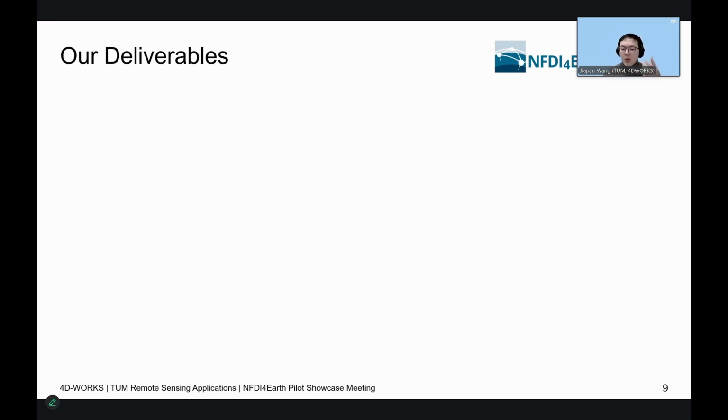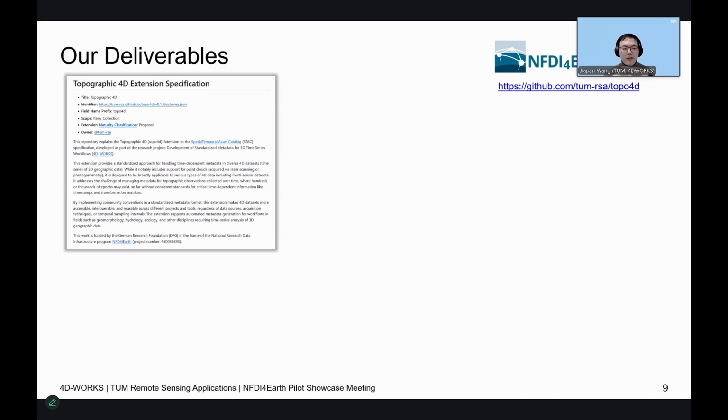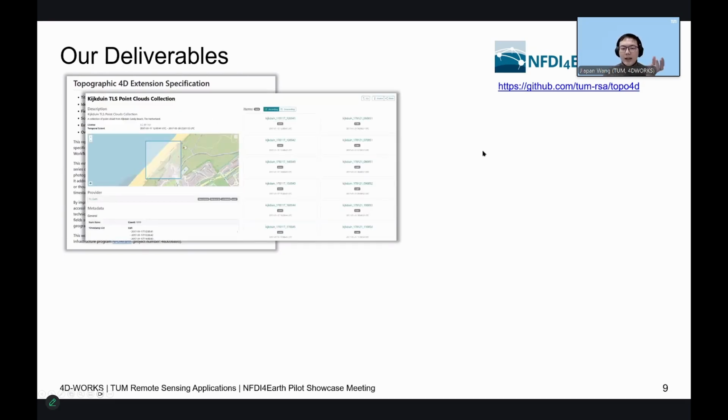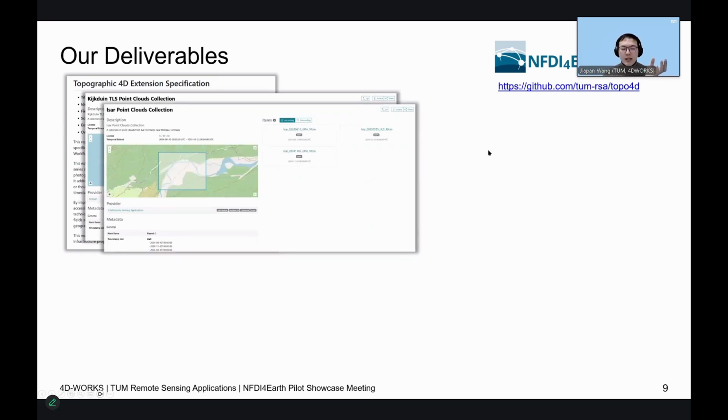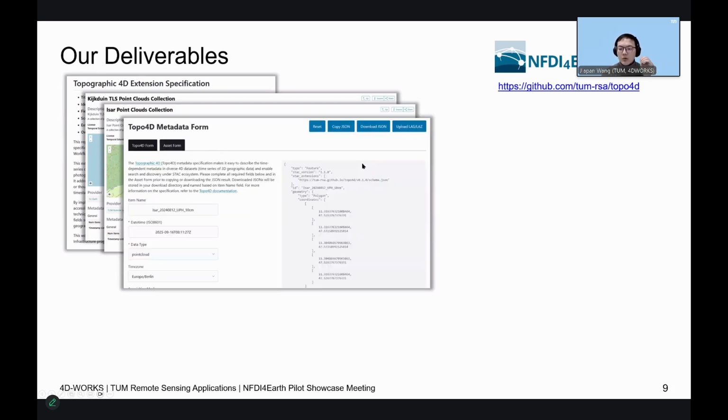So how can we use and access this? We provide our deliverables and also our contributions to the community. First is this Topographic 4D extension specification, which is a JSON schema officially proposed and hosted on GitHub, so users can use and retrieve it by the identifiers or via the GitHub repository. Secondly, we provide these two example catalogs together with the extension, so users can know what this catalog can do and what the extension can do.